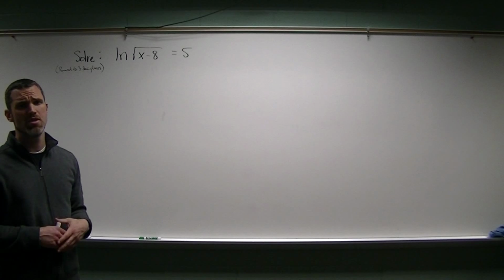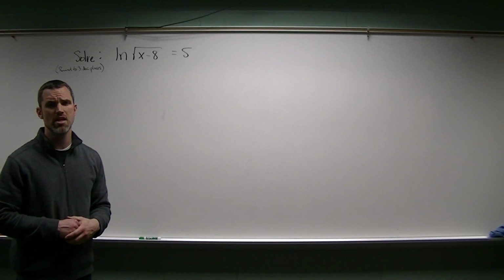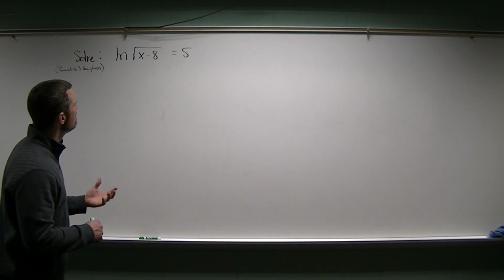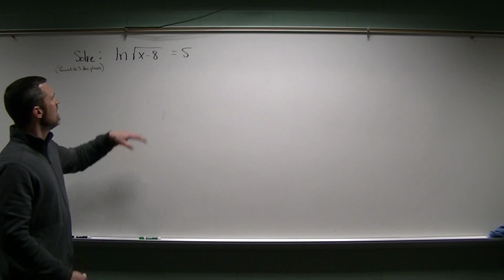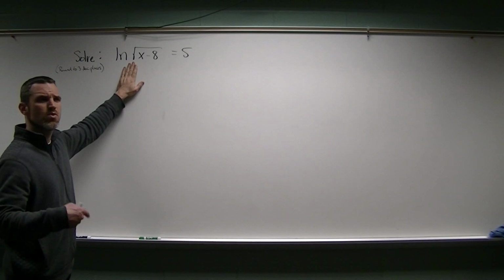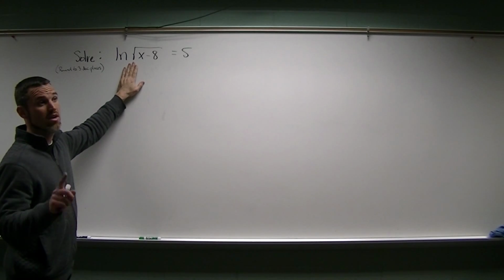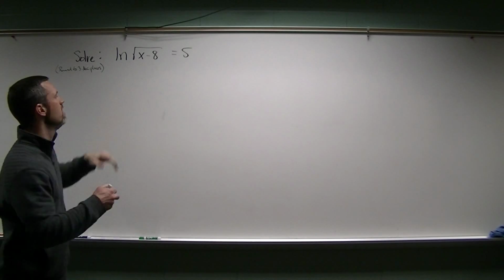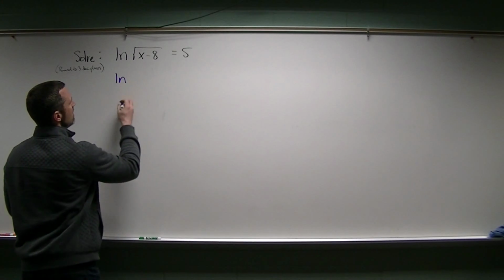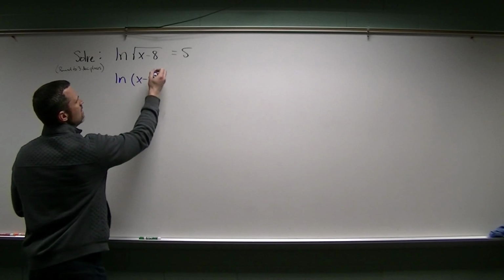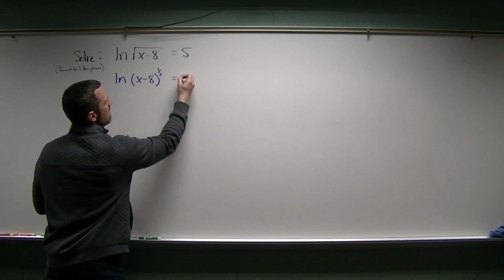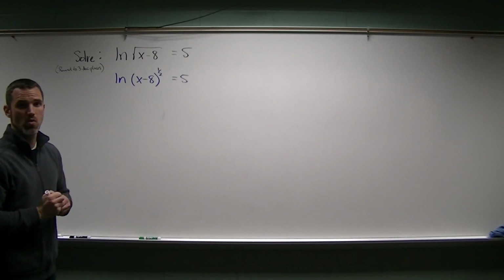When we're looking at this, I know I have the log of the square root of x minus 8 and it equals 5. Things I just don't like. I'm not really a huge fan of that square root. I mean, I could go ahead and work at this point, and I'm going to solve this problem in two different ways. I just want you to understand that. The first time, though, well, I don't like that square root.